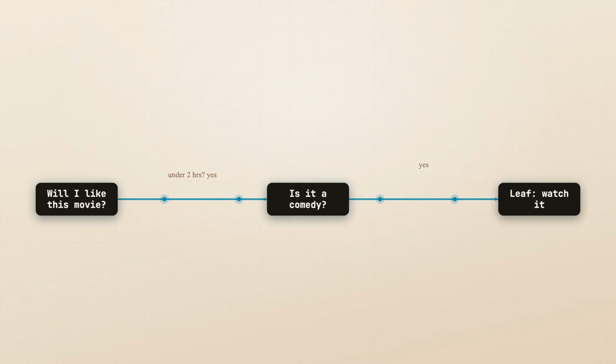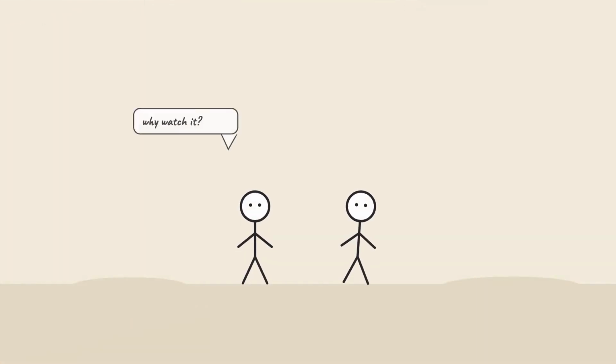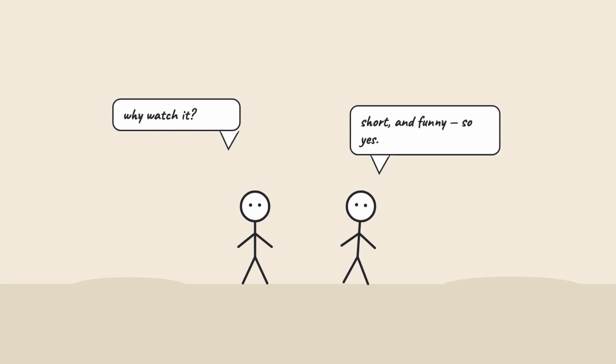And here's the part people fall in love with: you can see exactly why. It's not a mystery box that spits out a number you have to trust blindly. You can literally follow the pencil line and read the reason. Short and funny, so yes. A decision tree shows its work.